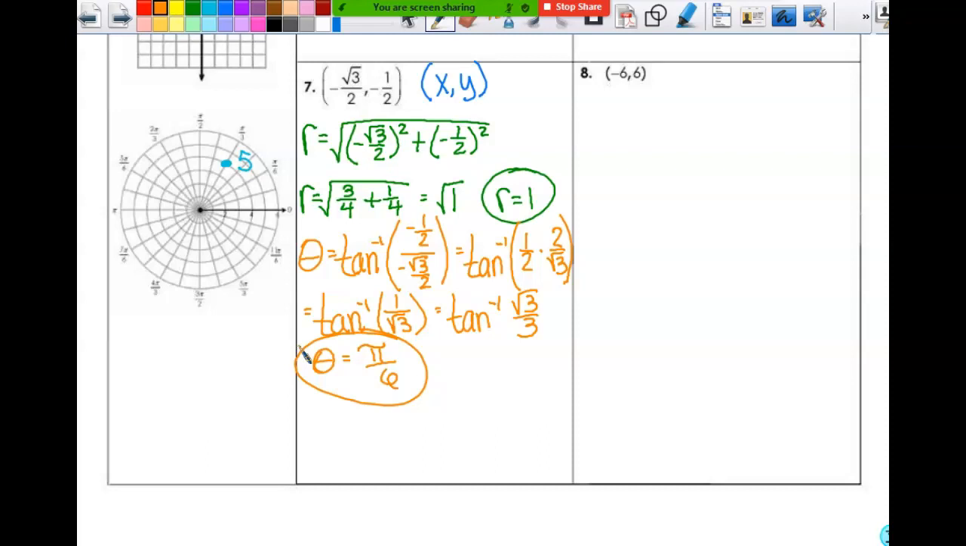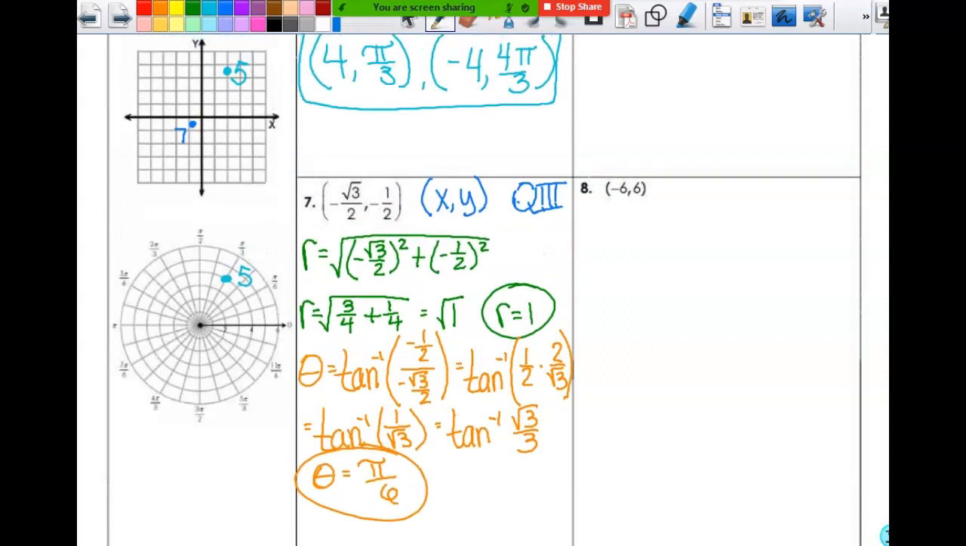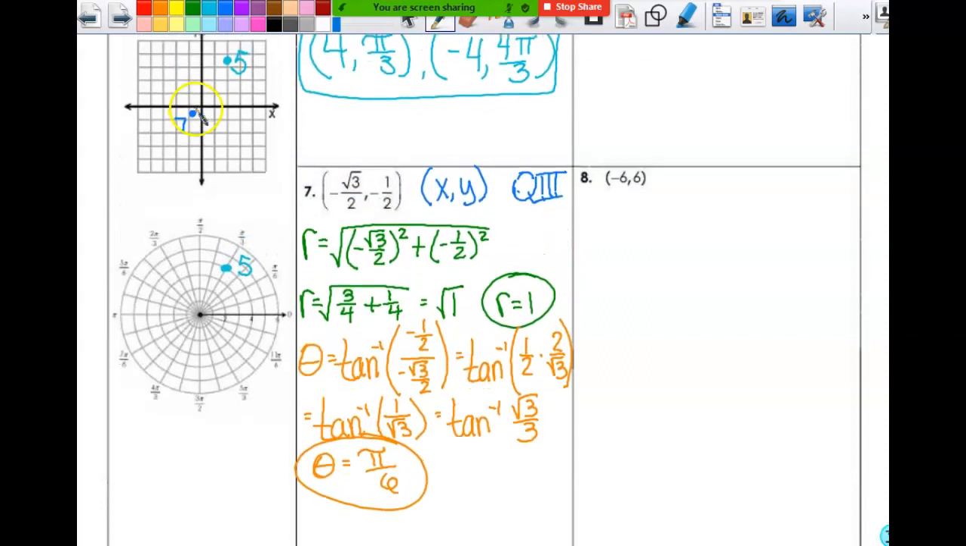But remember, we have to check some things when we are doing polar. So I'm going to think about this. We plotted it, but even if I didn't plot it, if I just thought about the fact that it's negative, negative, I'm in quadrant 3. Ugh. I'm in quadrant 3. Is this a quadrant 3 angle? No. So when I actually really plotted this point, I'm right here. I know it's going to have to plot in the third quadrant. That's not going to get me there, right?